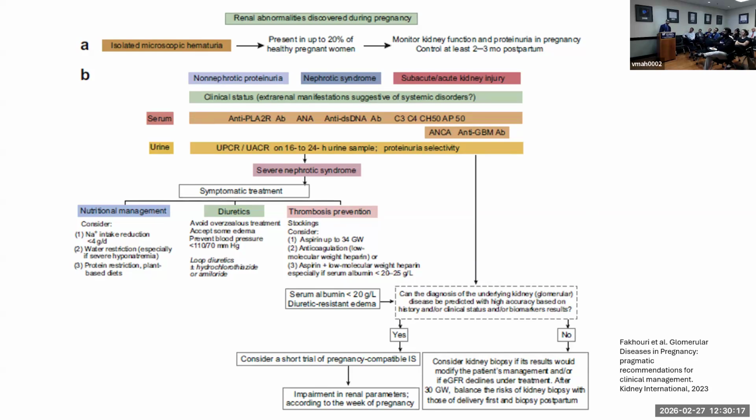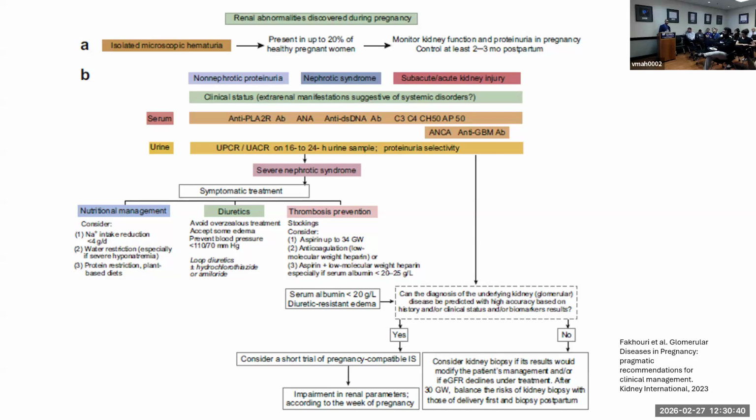So in severe nephrotic syndrome, there's symptomatic treatment, which is kind of general for all patients, with sodium restriction. You can use diuretics, despite, as I mentioned earlier, the potential risk of volume depletion. And then thrombosis prevention, aspirin as well as low molecular weight heparin, usually if your albumin is less than 2.5.